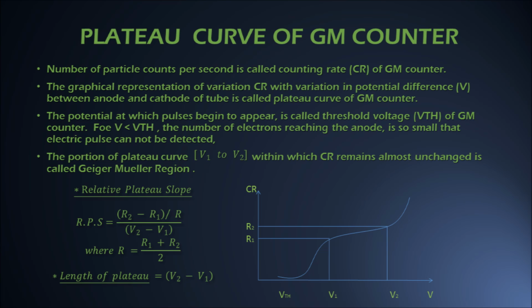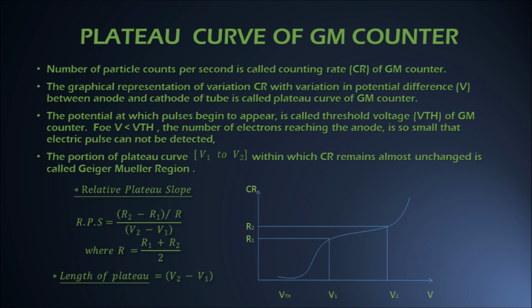The potential at which current pulses just begin to appear is called threshold voltage of GM counter. The portion of plateau curve within which counting rate remains almost constant is called GM region. From this graphical representation, we can calculate relative plateau slope as explained in giving relations.